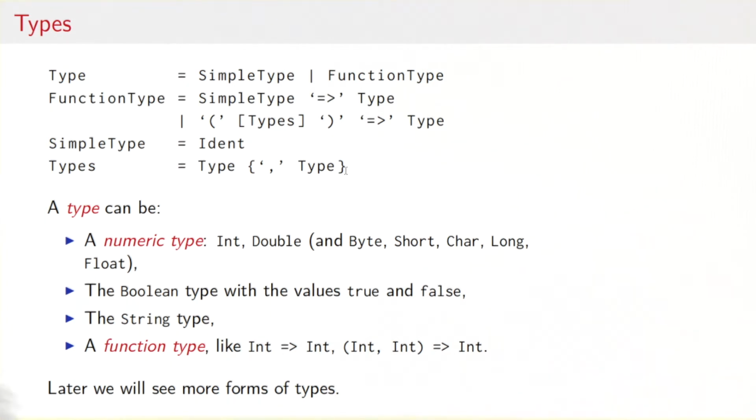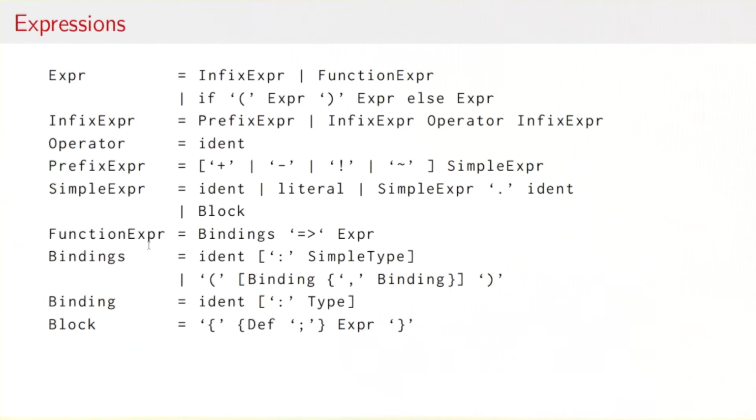Another way to put it would be the following. A type can be either a numeric type, so we've seen int and double, but there's also byte, short, character, long, and float. That's the same as the primitive types in Java. Or it could be the Boolean types, that has values true and false, as we have seen. Or it could be the string type. Or it could be a function type, such as int to int or pair of ints to ints. Later, we're going to see more forms of types than these.